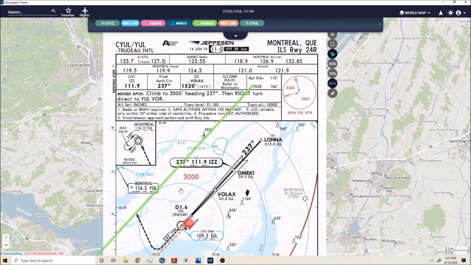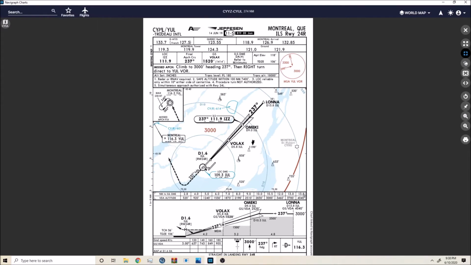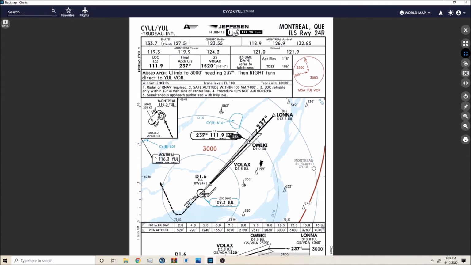Now these Jeppesen charts are nice. You can just read left to right, left to right, the whole chart. Montreal International Airport, Trudeau. It's 11-5, effective the 20th of June. It's an ILS runway 24 right. Localizer frequency is 111.9. Make sure you got that plugged in.